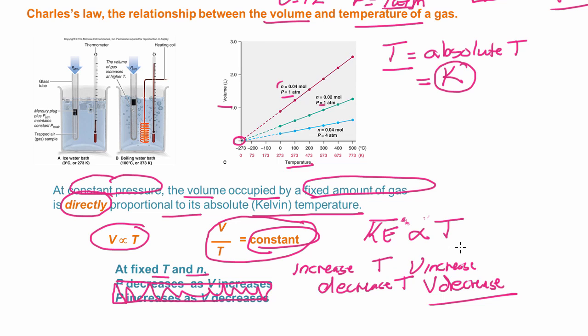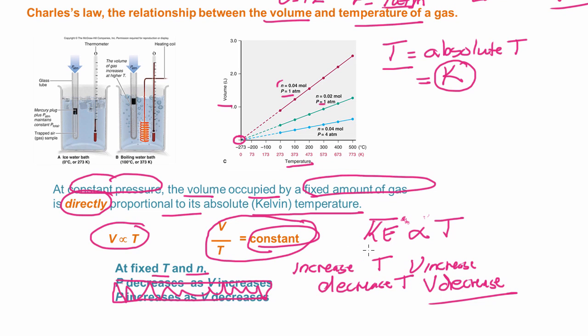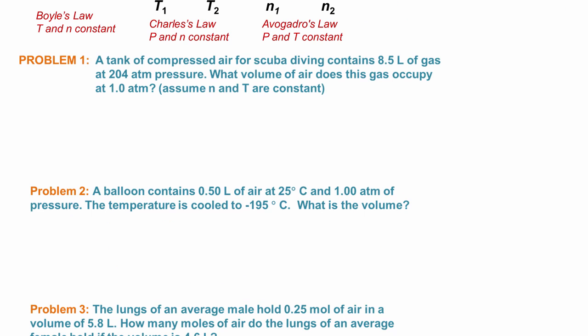And the same when I cool it down. If I decrease my temperature, then I'm decreasing the kinetic energy of those gas particles, and they tend to move very slowly, and that's why we see the decrease in the volume. Okay, so this is very important, that the kinetic energy is proportional to the temperature in Kelvin. So let's see, that was Charles's law.